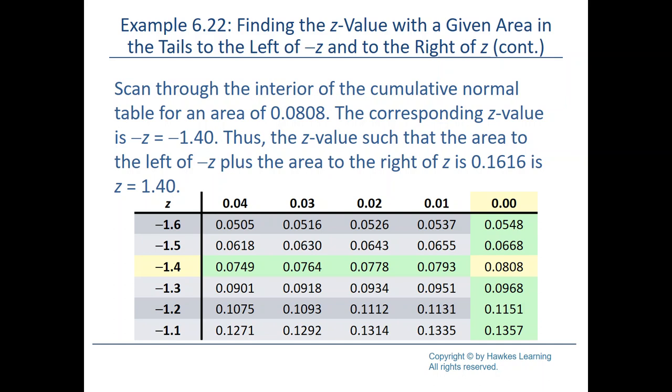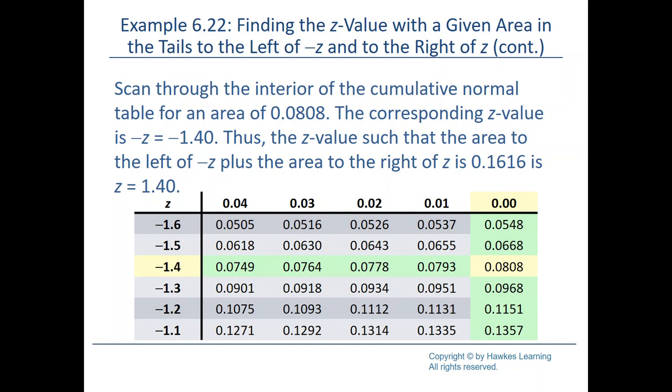And again, as I'm looking at the table, you're looking at the interior when you're given an area. And that's what I'm looking for here, 0.0808. And again, my answer is going to be negative 1.40. And then I just drop the negative sign and make it positive, and then I've got the other version of it, which is the other side.